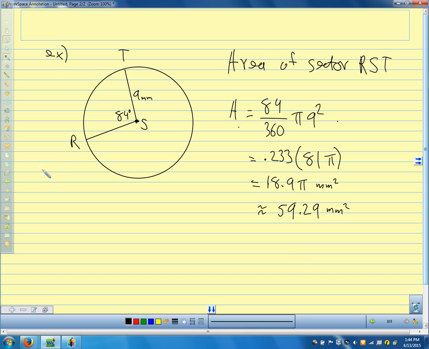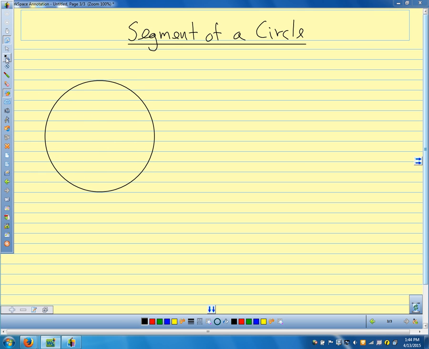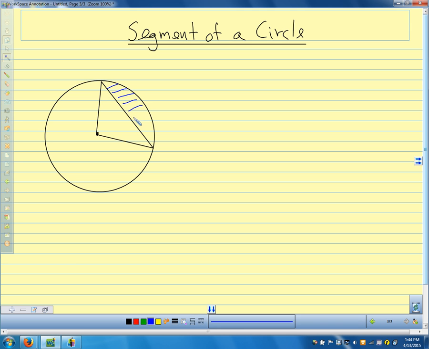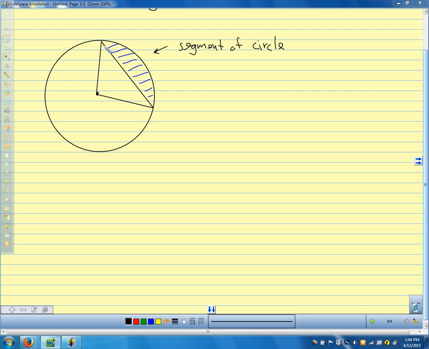Okay. There's one more piece of a circle that we want to find the area of. A segment. Let's draw a picture of a segment. So here's our sector. And then I divide off this triangle; we're looking for the area of this piece. So that is a segment. So we take the sector and we chop off a piece from the ends of the radii.